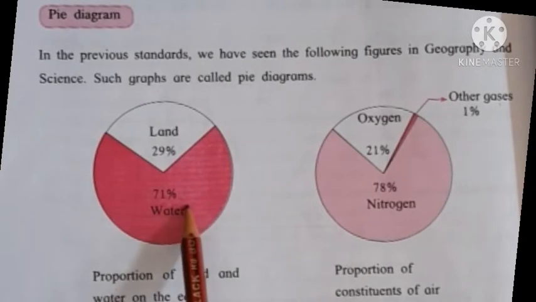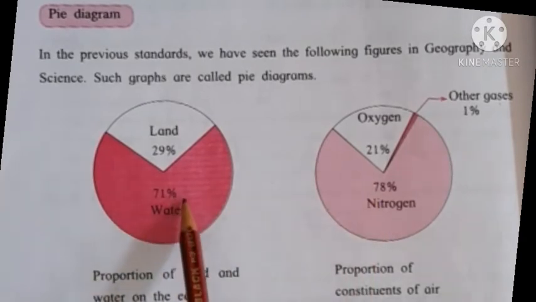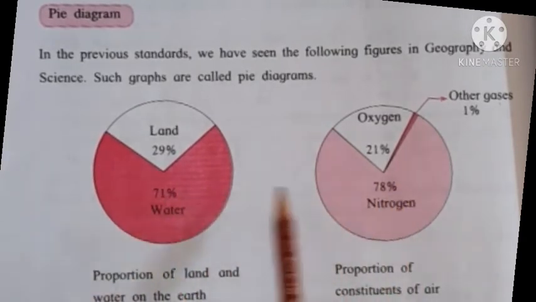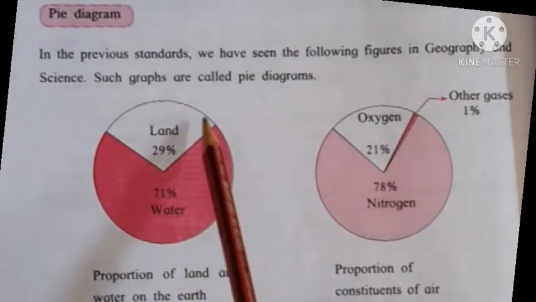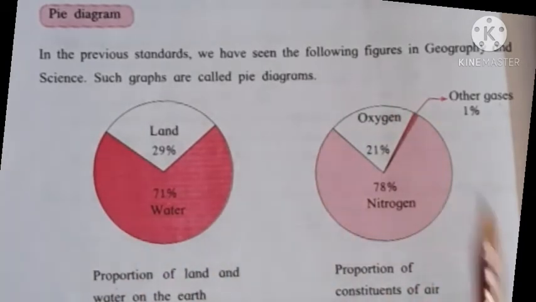So students, in science and geography, we see such types of figures. Such types of figures are called pie diagrams. मराठी मध्ये आपण वृत्तालेख म्हणतो. हा सर्कल मध्ये काढला जातो. ओके.